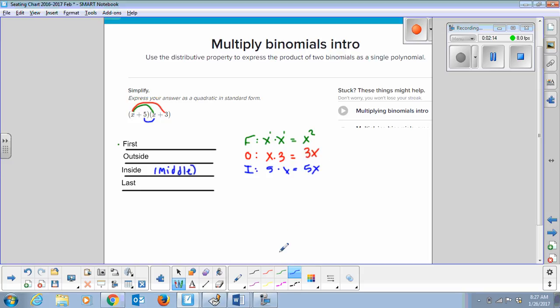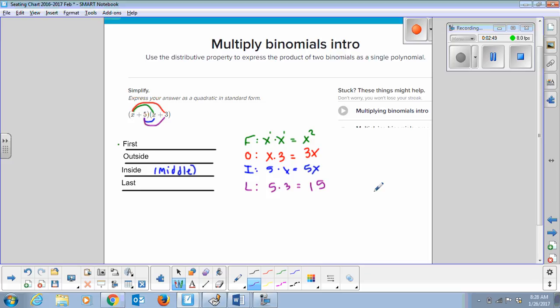And then last but not least, we have our L, which is last. And that would be the last two that we didn't multiply. So it's going to be the 5 and the 3. It's the last ones in each set of parentheses. So I'm going to do 5 times 3, and that will give me 15. And we are almost done, but our next step is to combine like terms. So my suggestion is if you have the lesson open, you can go ahead and set one of these up. But otherwise I'm just going to keep going.